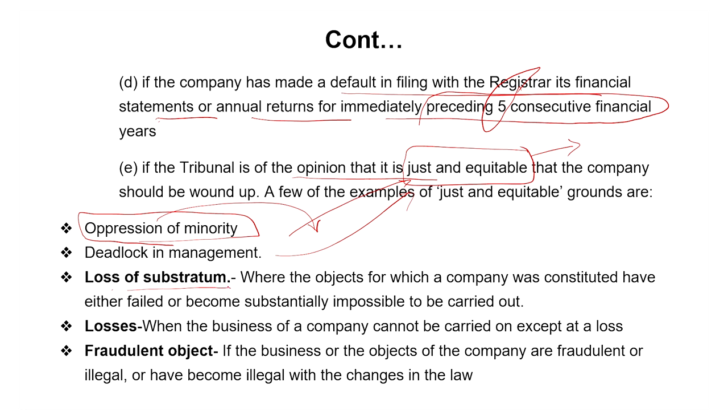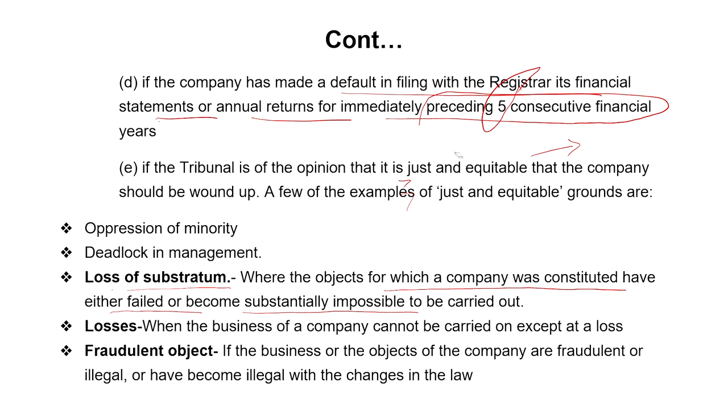And another is loss of substratum. So, if the main object is lost, it is not possible to run the company with this main object. Where the object for which a company was constituted has either failed or become substantially impossible to carry out, in such cases there is a ground or cover under just and equitable. When the main object of the company is lost due to government policies, due to the latest circumstances or due to any reason, that is covered under the heading of loss of substratum, and that is also a ground of just and equitable.